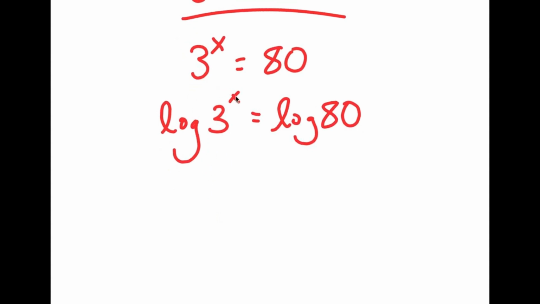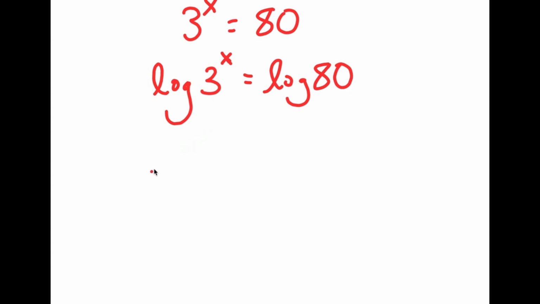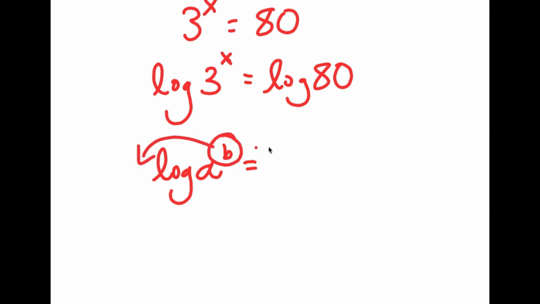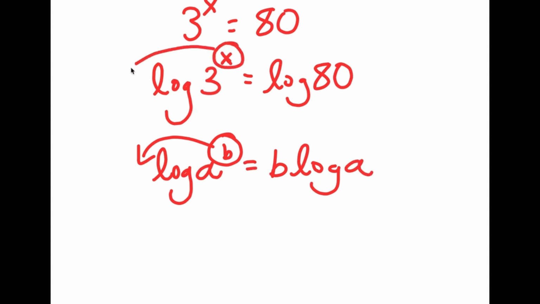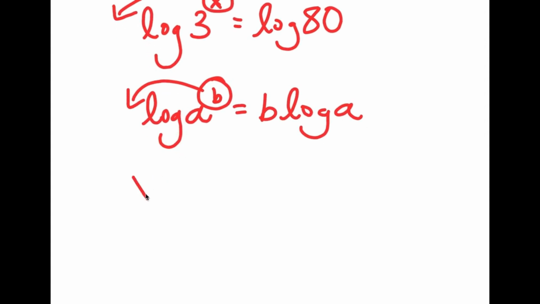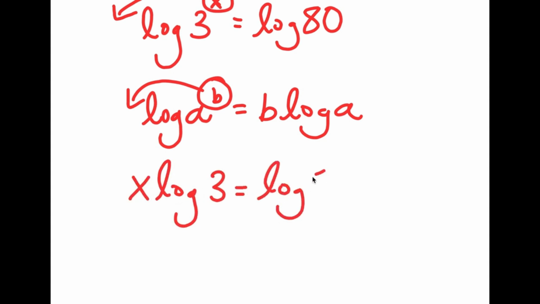Now, we want to find the value of x, right? And to get x, it's hard to do it when it's in exponent form. So we want to find a way to bring x down to make it a real term. And to do that, there is an important property of logarithms that states that if there's something in the form log a to the power of b, I can move this exponent b to the front. So this is going to equal b times log a. So in this case, I have log 3 to the power of x, and I can move x to the front. So now I have x times log 3 is equal to log 80.